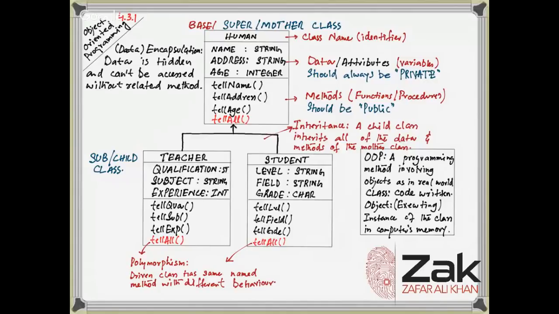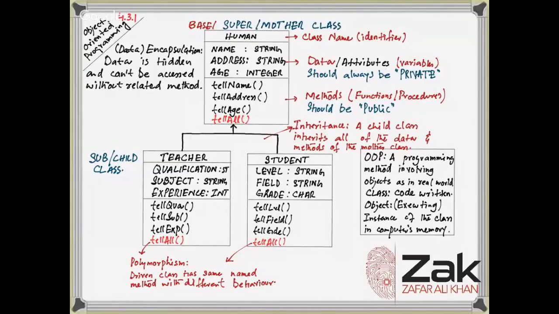Okay? Is this understood? So there are so many terminologies: base class, class name, identifier, attributes, methods, inheritance, polymorphism, class, object. All these definitions need to be understood. You should know that all the data should be private and all the methods should be made public so that they can easily be accessed.